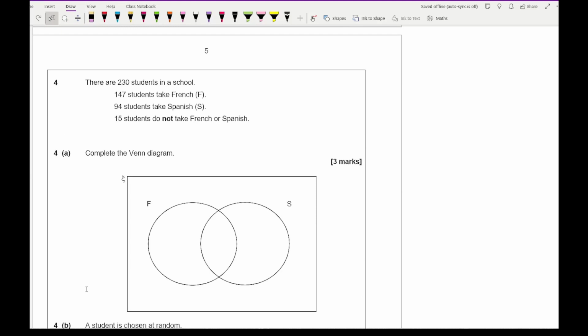Moving on to question 4, it says that there are 230 students in a school, 147 take French, 94 take Spanish, and 15 students do not take French or Spanish. And the question is asking us to complete the Venn diagram. So let's have a look at what we know.